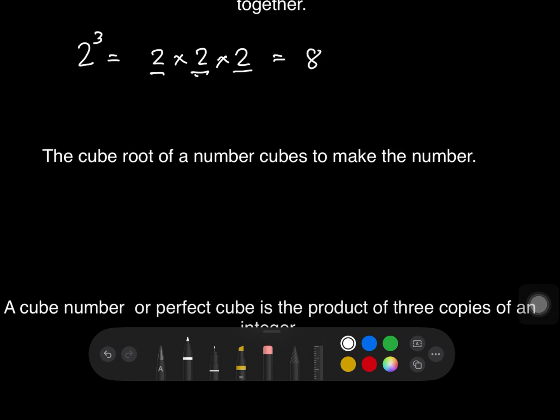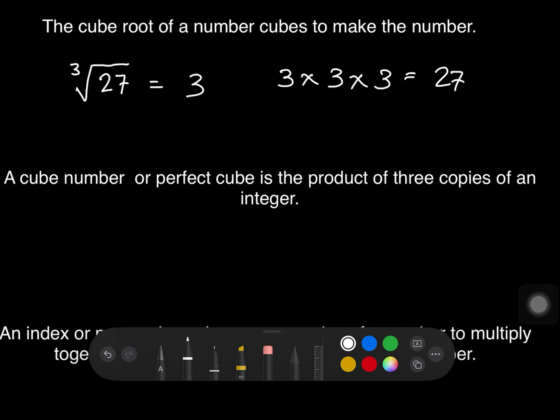While the cube root of a number cubes to make the number. For example, if you have cube root of 27, this is the symbol for cube root. And if we have the cube root of 27, that is equal to 3, because it is the same as 3 times 3 times 3. That is equal to 27. So again, cube roots do not have to be integers.